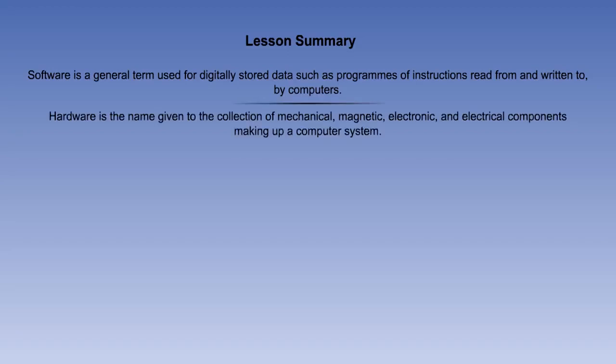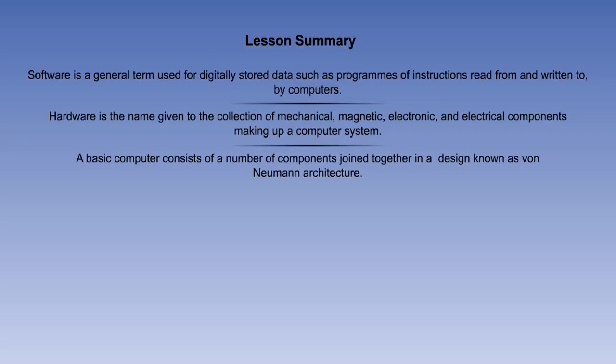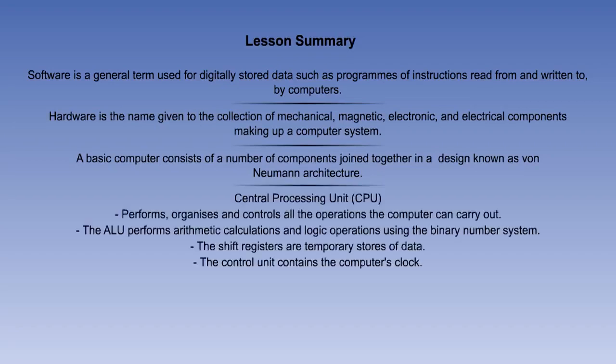Hardware is the name given to the collection of mechanical, magnetic, electronic and electrical components making up a computer system. A basic digital computer consists of a number of components joined together in a design known as von Neumann architecture. The Central Processing Unit, or CPU, performs, organizes and controls all the operations the computer can carry out. Within the CPU, the Arithmetic Logic Unit, or ALU, performs arithmetic calculations and logic operations using the binary number system. The shift registers are temporary stores of data, and the control unit contains the computer's clock.